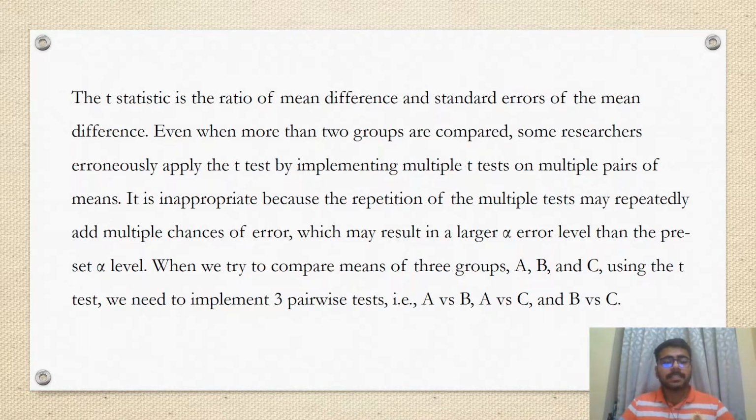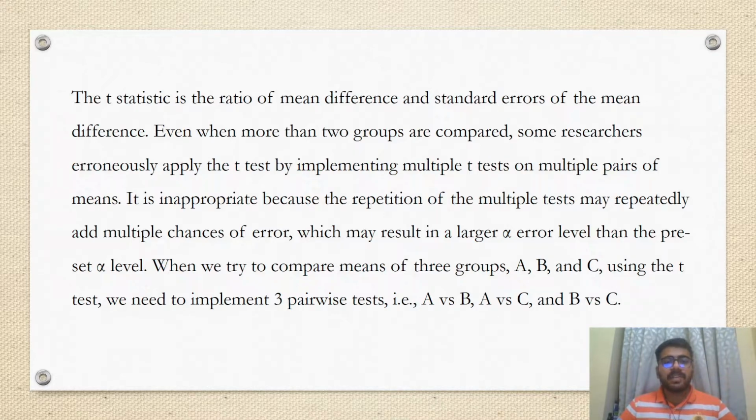The t statistic is the ratio of the mean difference and the standard error of the mean difference. So the mean difference is divided by its standard error.